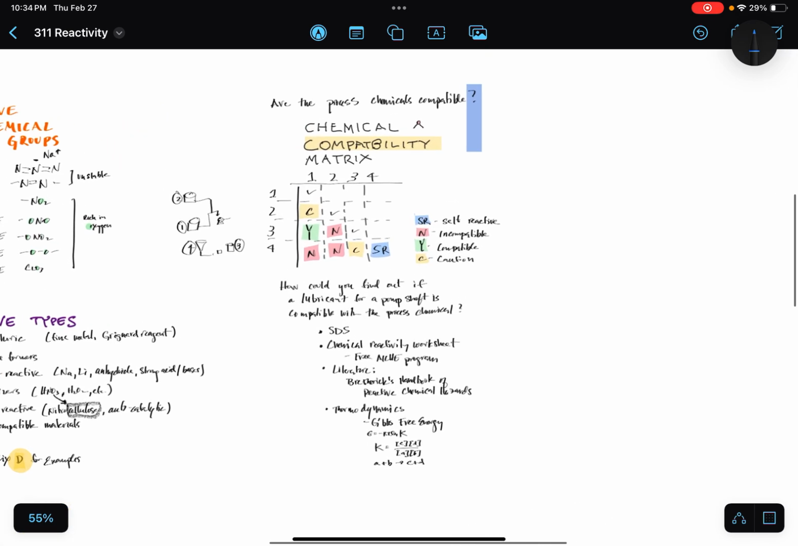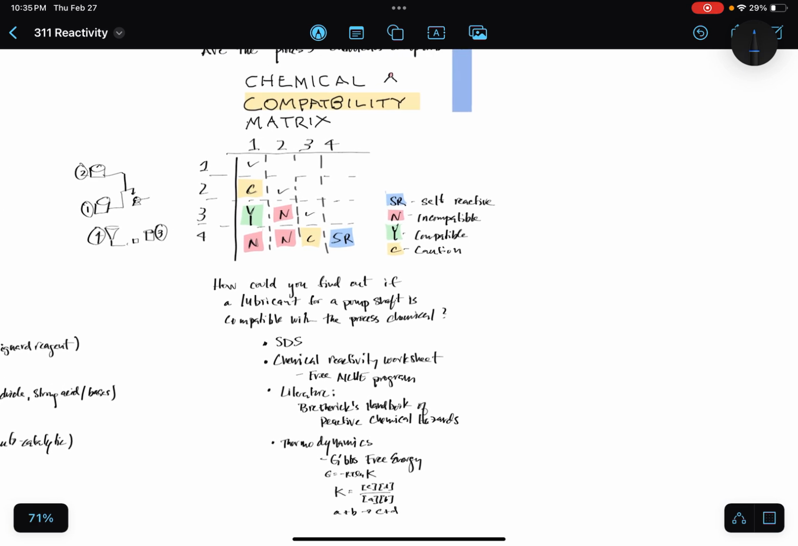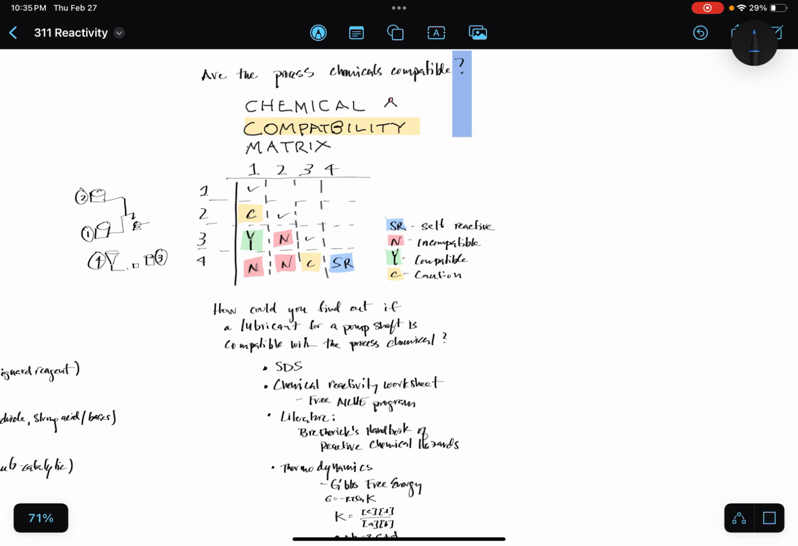So that compatibility I mentioned there at the end is important. It's very rare that you'd have just a single chemical in a process. And when you mix chemicals or have chemicals in contact with one another, either designed or not designed, sometimes with perhaps lubricants, and you're pumping something through a pipe and it comes in contact with the lubricant, it can react. And there's this binary chemical compatibility matrix where you have across the top chemical 1, 2, 3, or 4.